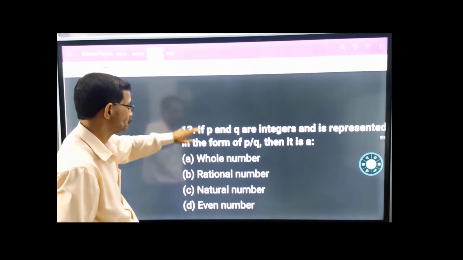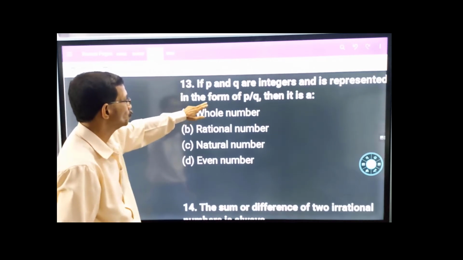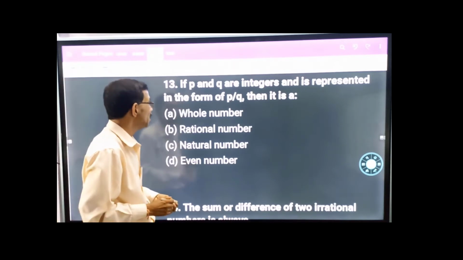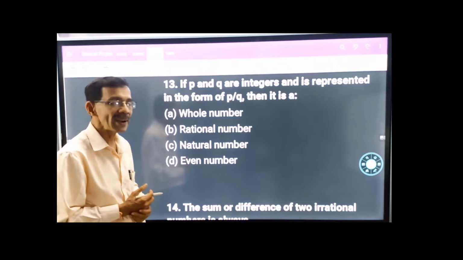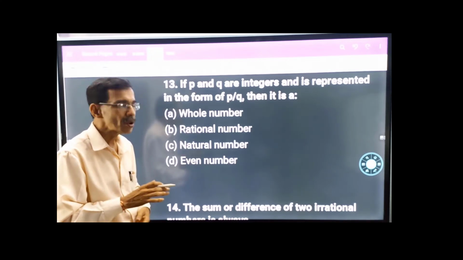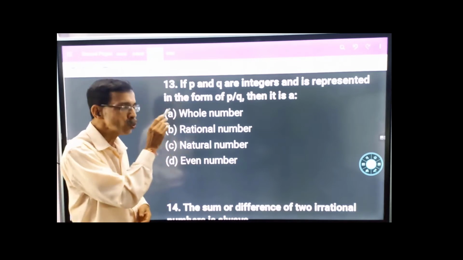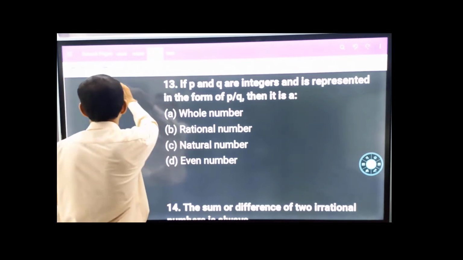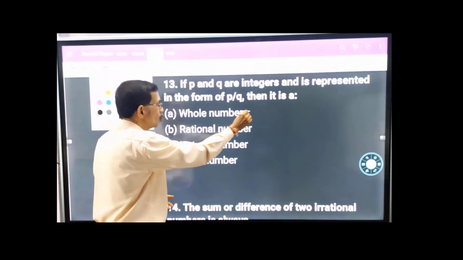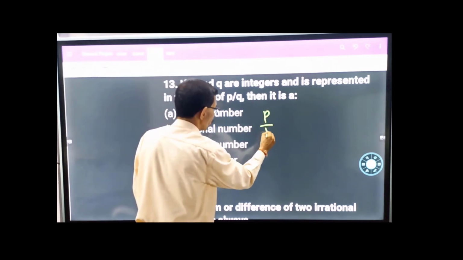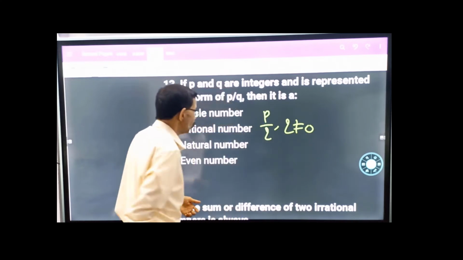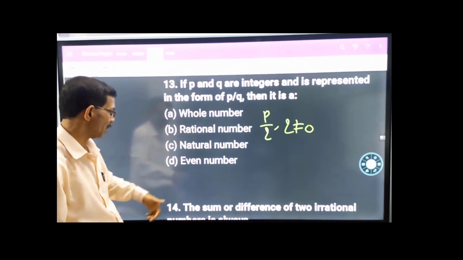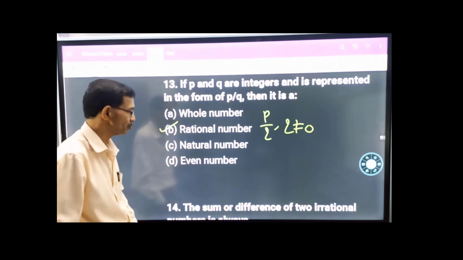Question number 13. If P and Q are integers and is represented in the form of P by Q, then it is, now you should remember by definition, P by Q, where Q is not equal to 0, is a rational number by definition. So here P by Q, provided Q is not equal to 0, this is a definition of rational number. So then it is the rational number. So B is the correct option.